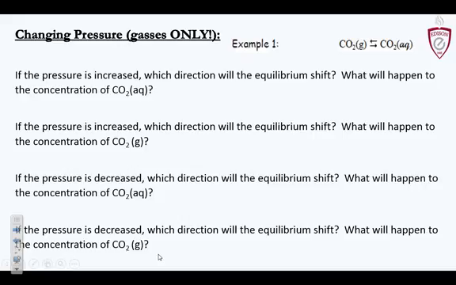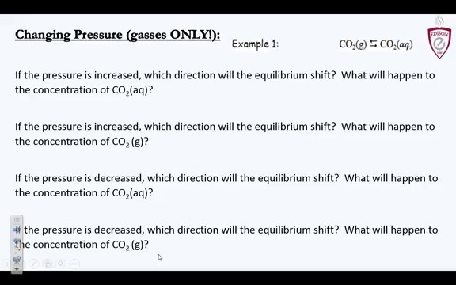So now we're going to decrease some pressure. Which direction will the equilibrium shift? If we decrease the pressure, the aqueous CO2 is going to come out of solution and become a gas. It's got more space. So it's going to shift to the left now. What will happen to the concentration of CO2 aqueous? It's going to go down. It's on the right-hand side, and we're shifting left.